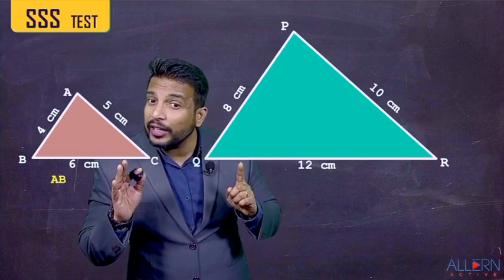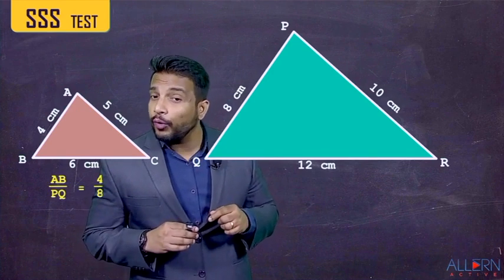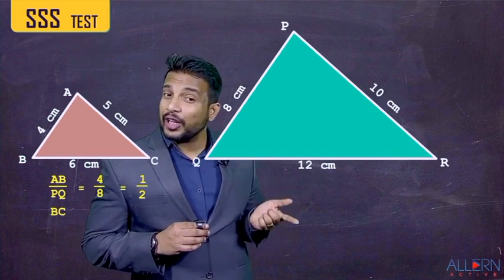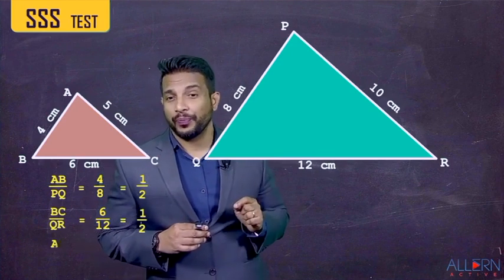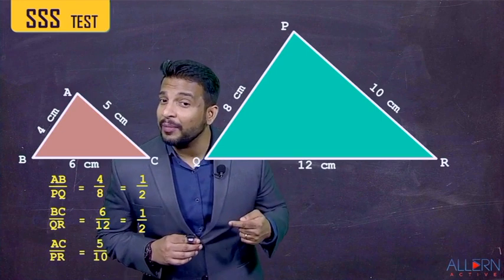AB and PQ, they are the corresponding sides. So take their ratio, AB upon PQ. How much is that? 4 by 8. 4 by 8 is 1 by 2. Okay. Next one, BC, its corresponding side is QR. So BC upon QR, that is 6 by 12. That is 1 by 2. And then we take AC upon PR, that is again 5 by 10, that is nothing but 1 by 2.